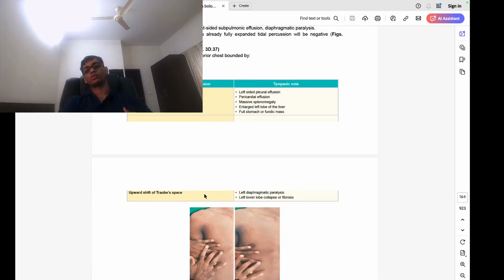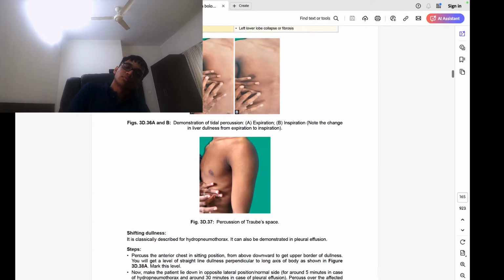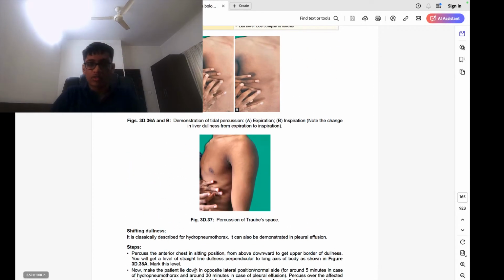Upward shift of Traube's space: left diaphragmatic paralysis, left lower lobe collapse or fibrosis. Obliteration: left-sided pleural effusion, pericardial effusion, massive splenomegaly, enlarged left lobe of the liver, and full stomach or a funding mass. That is percussion of the Traube's space.